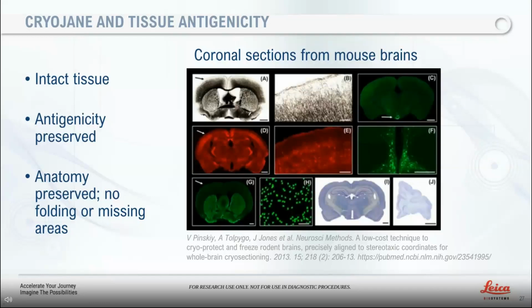For each image, the arrow points to the region shown at higher magnification in B, E, and F. Tissue with native fluorescent expression is shown in G for a mouse brain expressing Cre-dependent GFP in GAT2 cells. Coronal sections of rat and monkey brains collected by this transfer method are shown in I and J. All sections are 20 micrometers thick.